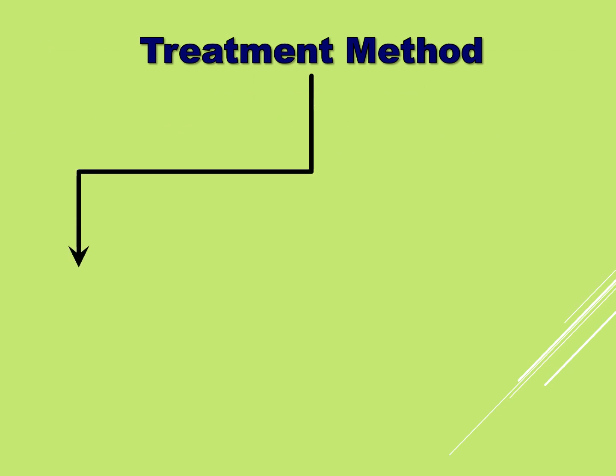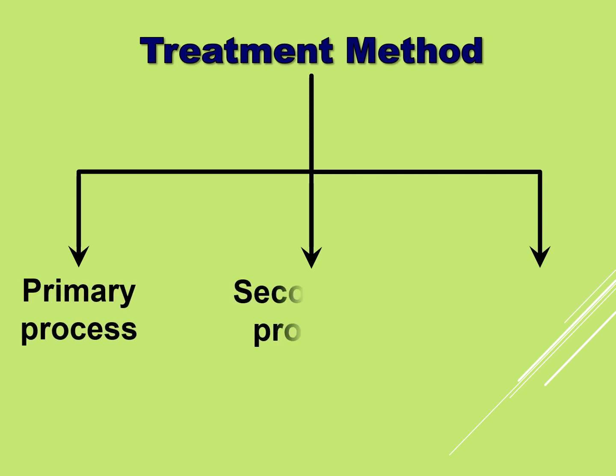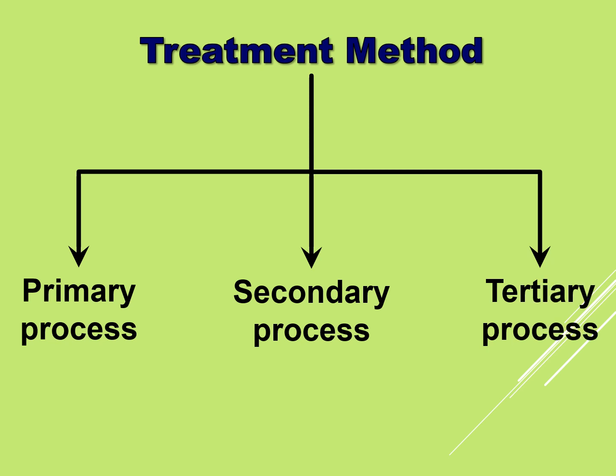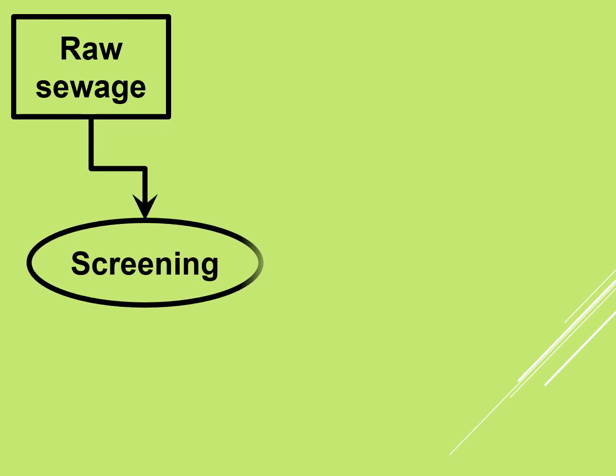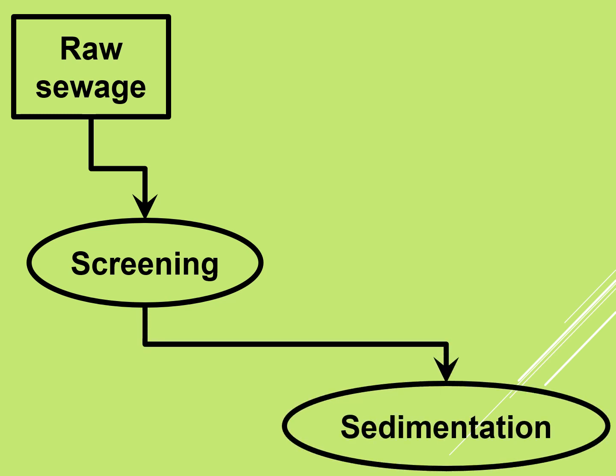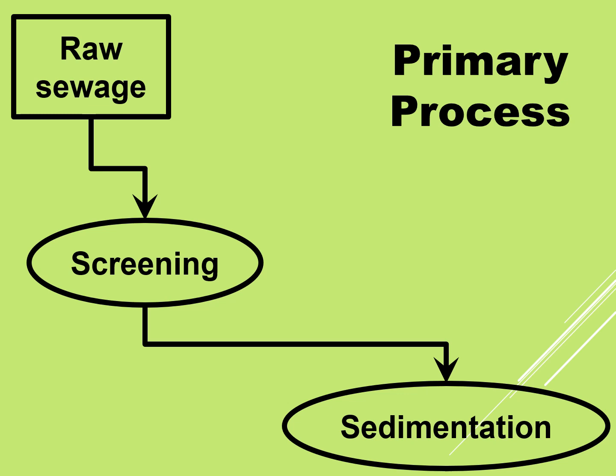Treatment methods are of three types actually, as I was telling: primary, secondary, tertiary. Primary, what is done here? The raw sewage is taken and it is first screened. Some screens are placed and it is allowed to flow through these screens. So the solid compounds will be removed, and then it is subjected to sedimentation. Sedimentation means you add alum and allow it to settle, so all the colloidal impurities will get removed. This is the primary process, removal of solid and colloidal impurities.